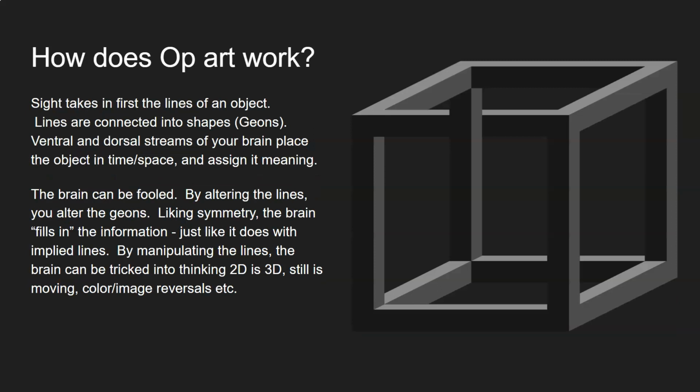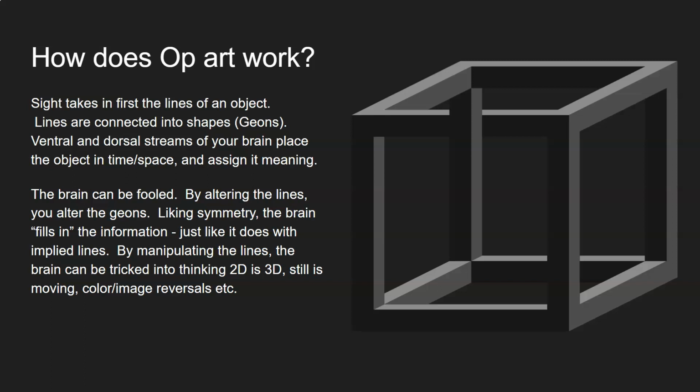So how op art works: when you look at things, your sight takes in the first lines of an object, and then lines are connected into shapes in your brain, and that's called a geon. So there are ventral and dorsal streams of your brain, and they'll place that object in time and space and assign it meaning. And you're going to learn about the brain function of that tomorrow.